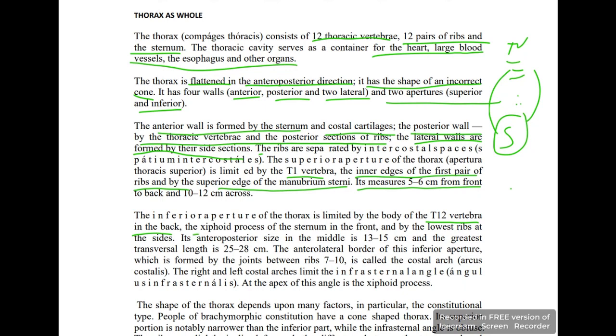The xiphoid process of the sternum is in the front and by the lower ribs at the sides. Its anterior posterior size in the middle is 13 to 15 centimeters and greatest transversal length is 25 to 28 centimeters. Now the anterior lateral border of the inferior aperture, which is formed by the joints between the ribs 7 to 10, is called the costal arc. In Latin it is called arcus costalis. The right and left costal arcs limit the infrasternal angle, and the apex of this angle is the xiphoid process.